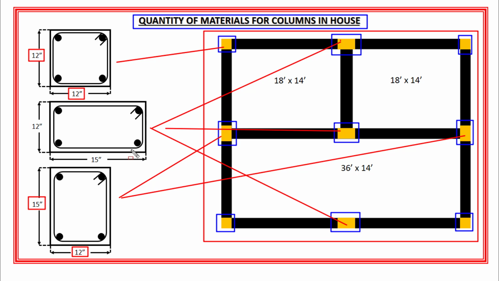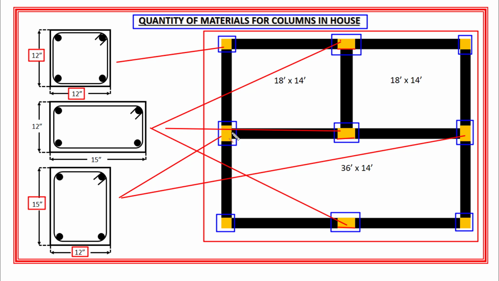Because these three rectangular columns are placed along the length of these three walls. Okay, so if you look at these three rectangular columns closely, you will see that these are placed in this direction or in the direction of house, right?